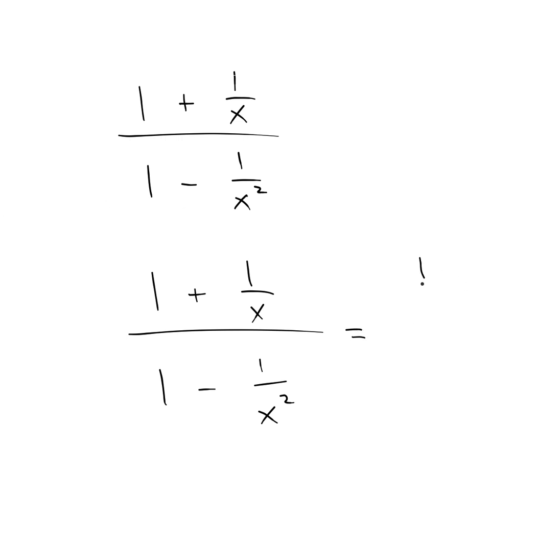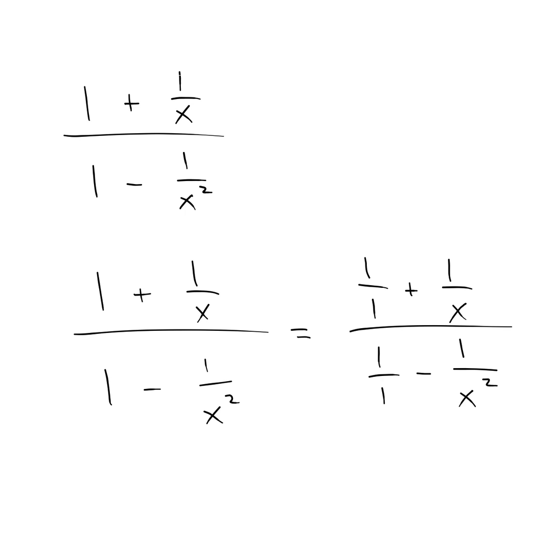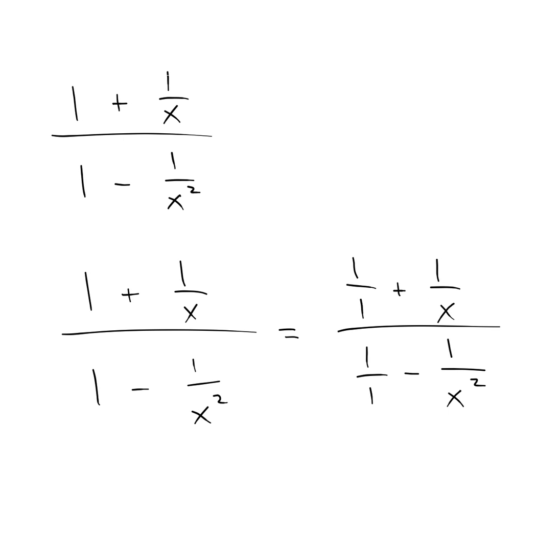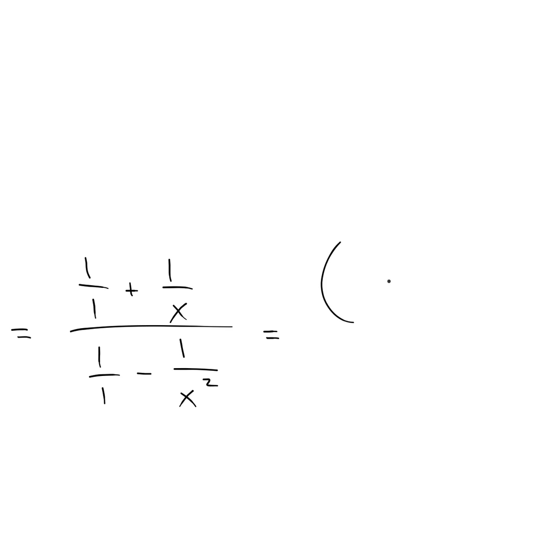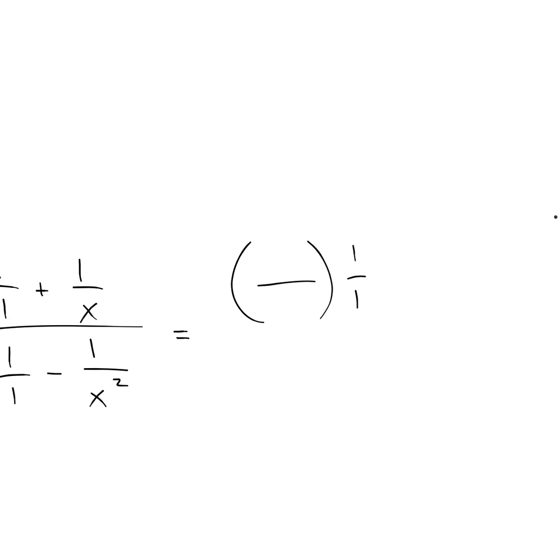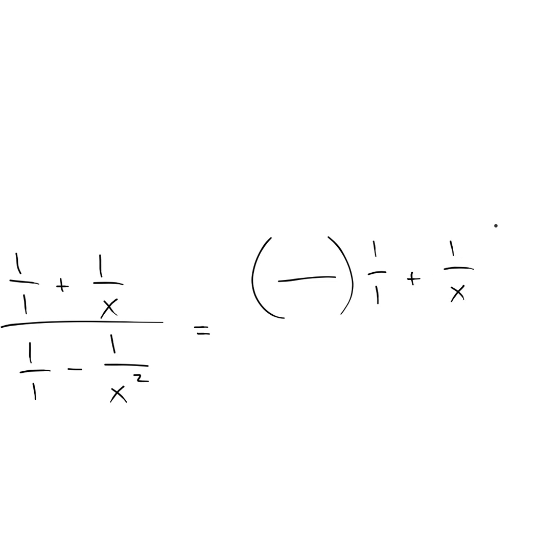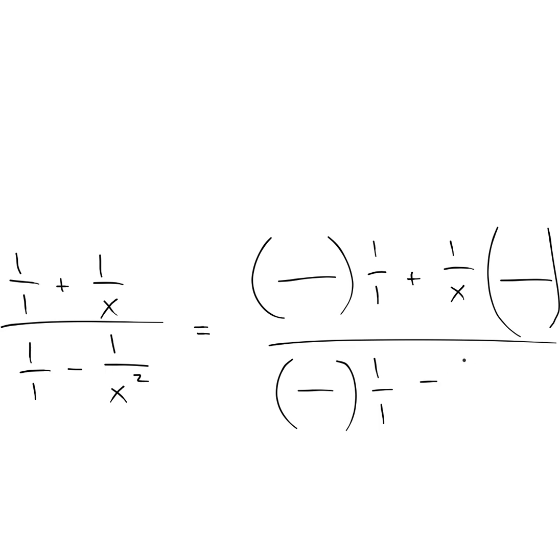Now we can rewrite it as 1 over 1 plus 1 over x, divided by 1 over 1 minus 1 over x squared. And we can see that the largest denominator here will be the x squared. So we're going to want to build all the others to higher terms. Now, how do we do that? Well, let's introduce a fraction to each of the terms. And we don't actually have to change this lower right term here. It's already got the least common multiple of x squared.